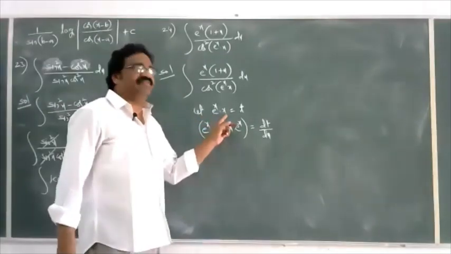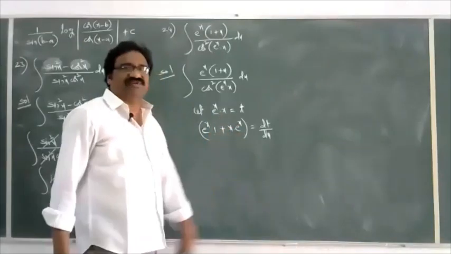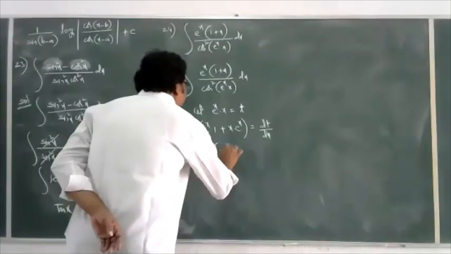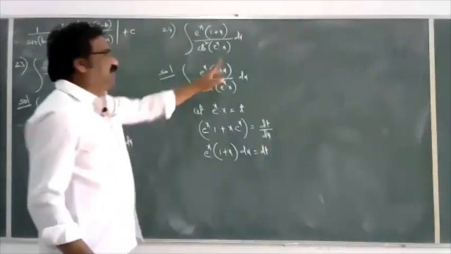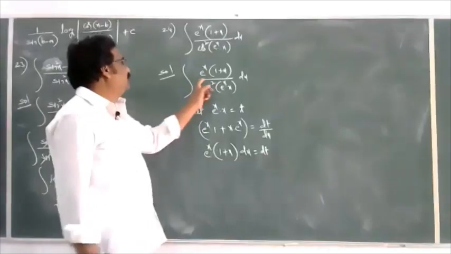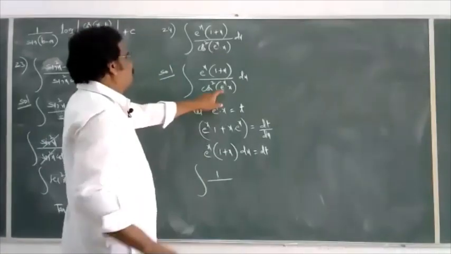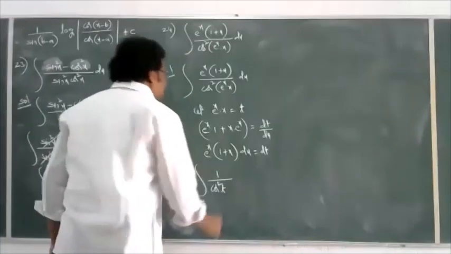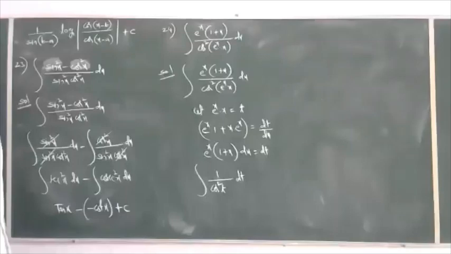First function into derivative of second function plus second function into derivative of first function. So you take e power x common: e power x into (1 plus x) dx is equal to dt. Here you get the numerator e power x into (1 plus x) dx equal to dt. That is integral 1 by cos square t dt.